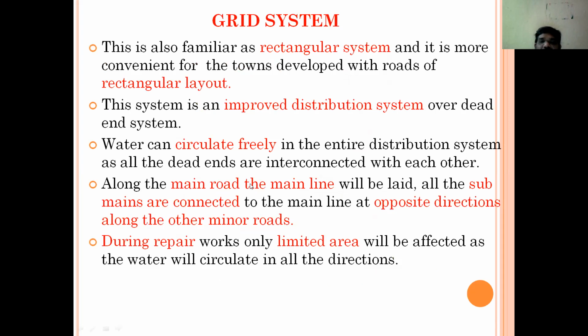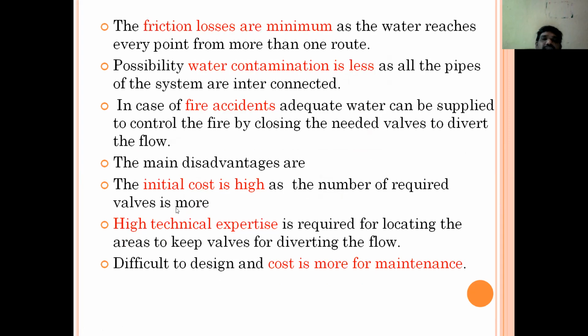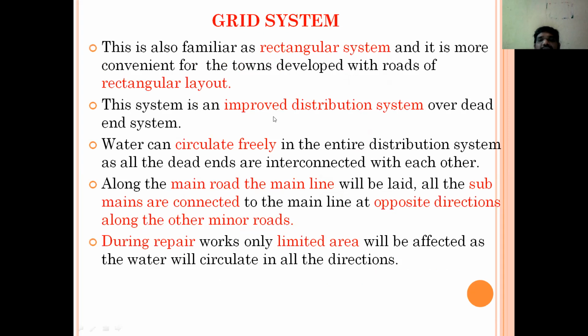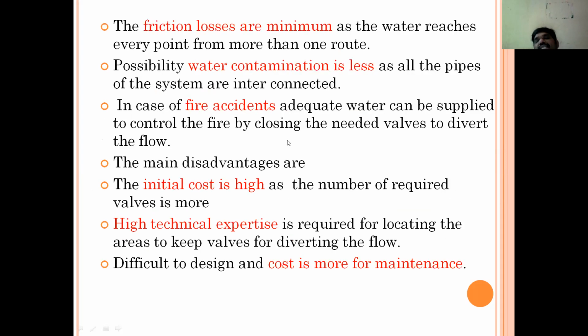Here, all the sub mains are connected to the main line, in the opposite direction on the other main roads. So during repair works, only a limited area will be affected. The possibility of bacterial contamination is less, as water can circulate freely in the entire distribution system since all dead ends are interconnected. Whenever fire accidents occur, water can be diverted as there are a number of valves. Initial cost is high, it needs high technical expertise, and maintenance cost is more.